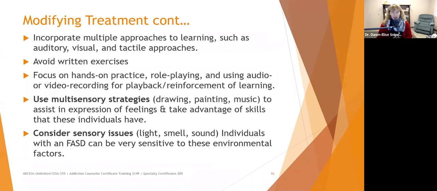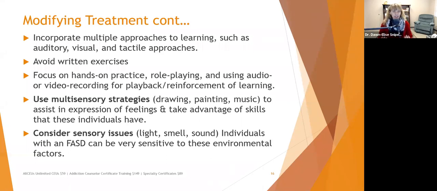Avoid written exercises. Now, we keep talking about writing things down, so why are we saying avoid written exercises? Avoid having somebody write an essay or keep a journal or complete a worksheet. A lot of times that won't make a lot of sense to someone with an FASD because it requires too much processing. That's not true of all, because there's the spectrum. But if clients have difficulty benefiting from written exercises, don't keep doing it.